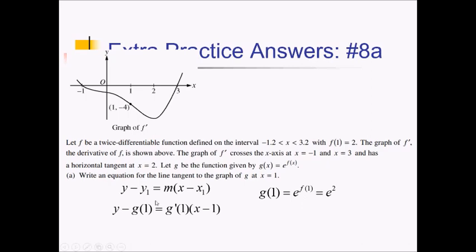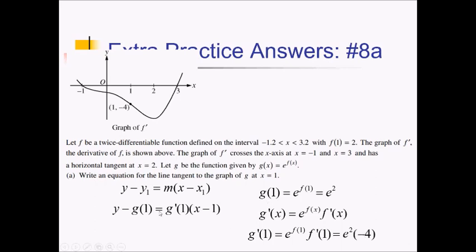Next, we need to talk about g prime of 1. Let's talk about g prime of x first. To take this derivative, I'm going to need to use the chain rule. So this is going to be e to the f of x times the derivative of f of x, which is f prime. So then I'm doing g prime of 1, that's going to be e to the f of 1 times f prime of 1. Well, e to the f of 1 we just saw up here was really e squared. How about f prime of 1? Well, here's a graph of f prime, and we see that the input value of 1 gives us back an f prime value of negative 4. So that's e squared times negative 4.